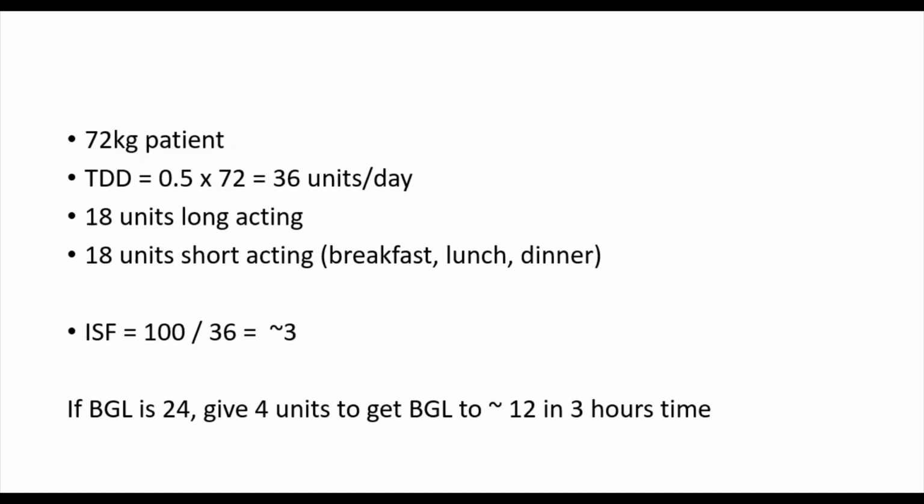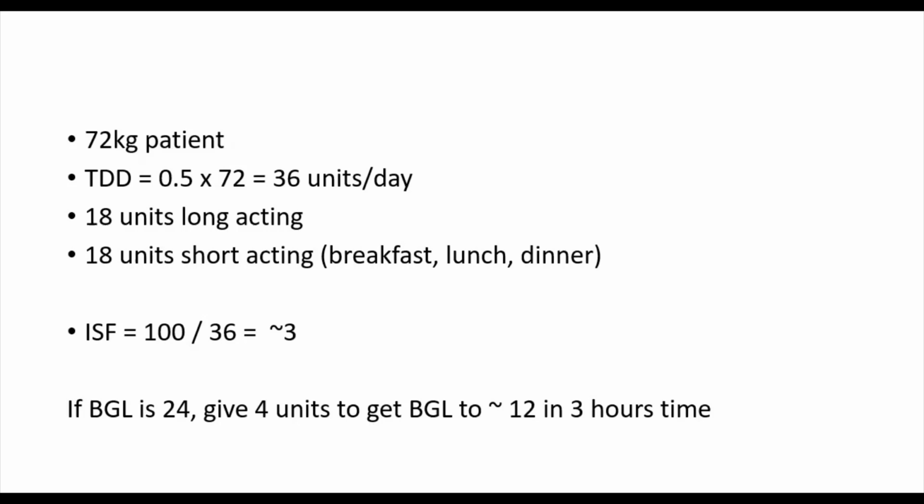The 0.5 units per kilogram per day formula is a good average ballpark for patients in general, but you can use 0.6 units per kilogram per day if you're trying to achieve tighter blood glucose control, or if you want to be a bit more lenient, you can use 0.4 units per kilogram per day.